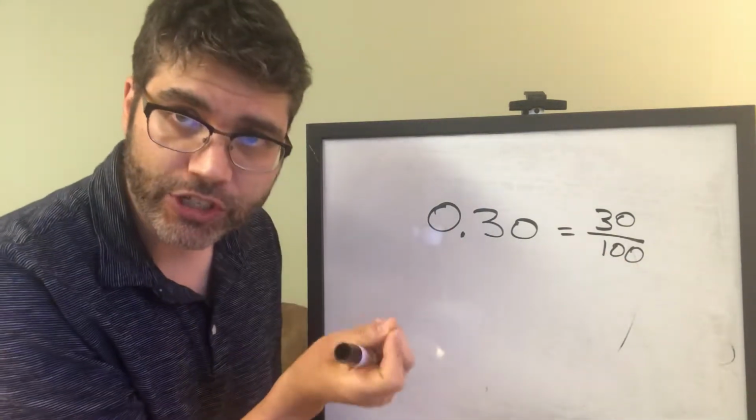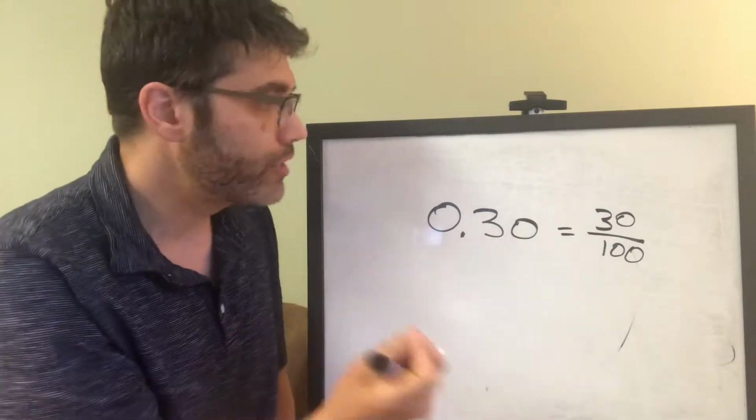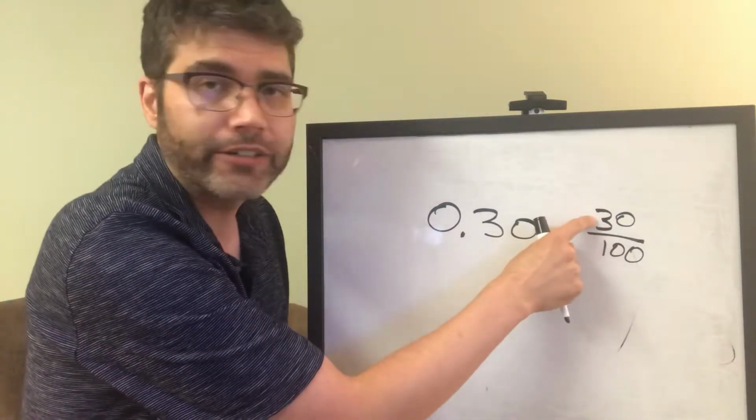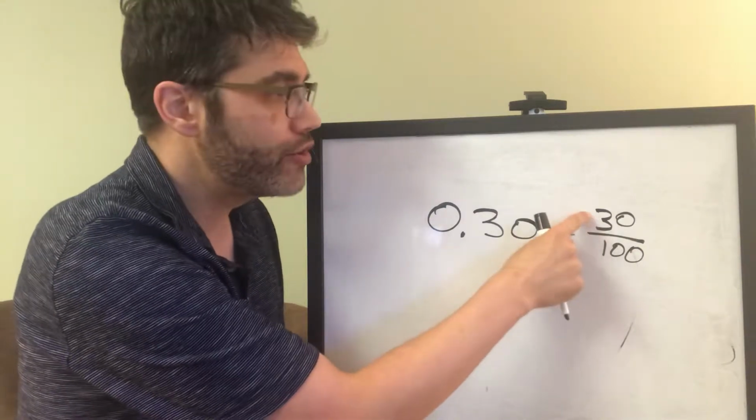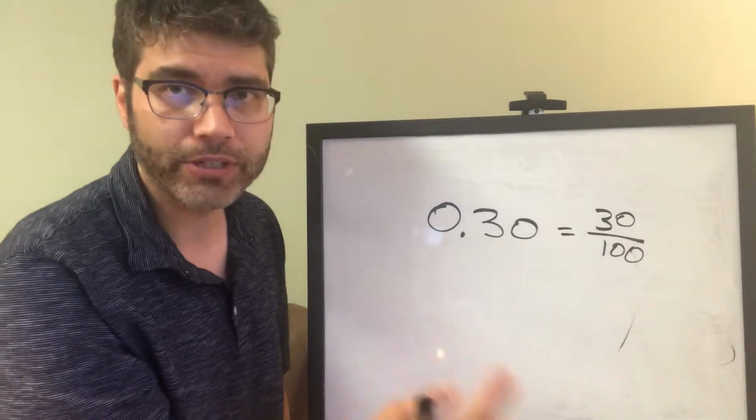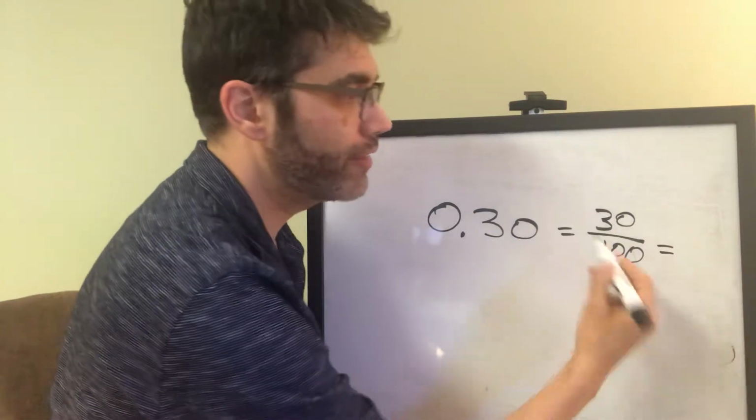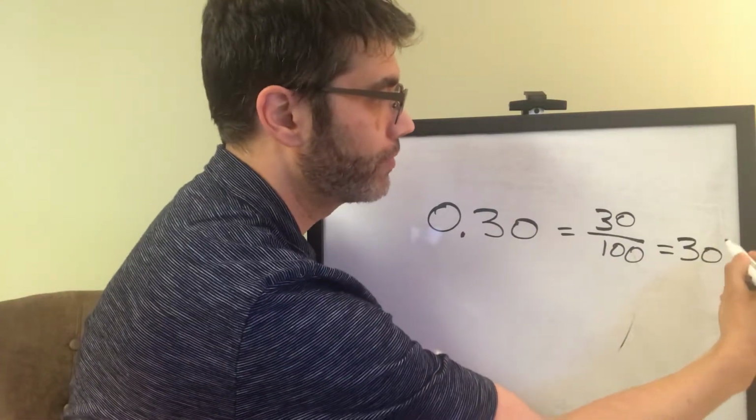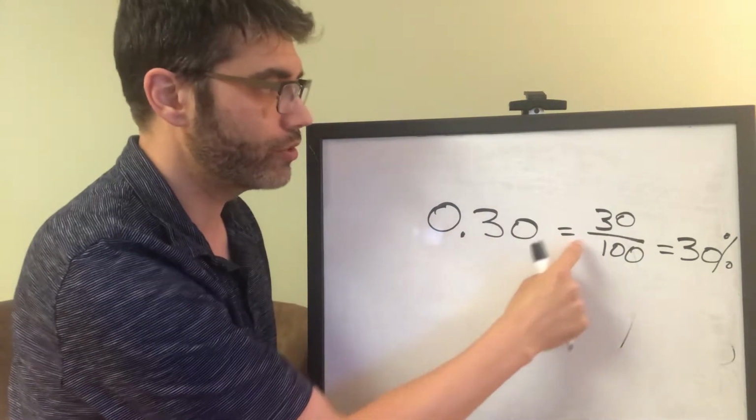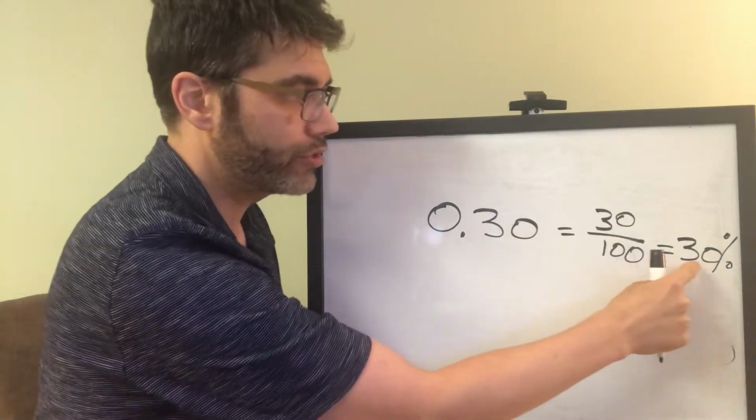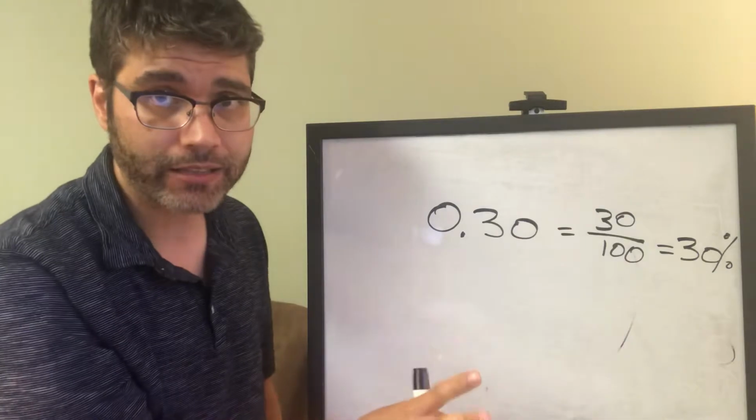Now, percentages means out of 100. So it means whatever this numerator is out of 100. So if this numerator is over 100, the numerator designates what that percentage is. So 30 out of 100 is 30%. So all of these are equivalent. 0.3 equals 30 hundredths equals 30%. They all mean the exact same thing.